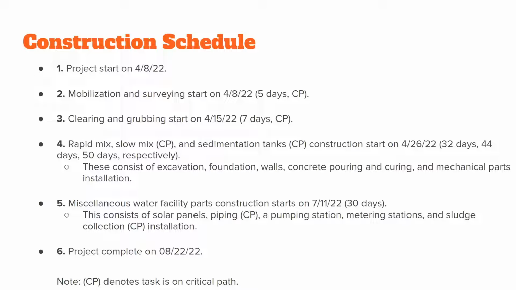This would include the excavation, the foundation, walls, concrete pouring, as well as curing, and then of course the mechanical components installation. Once that is completed, we'll also look at the miscellaneous water items near the beginning of July, which will consist of the solar panels, the piping, the pump and feeder station, as well as the sludge filtration. And then we should be completed in 6 months, at late August.